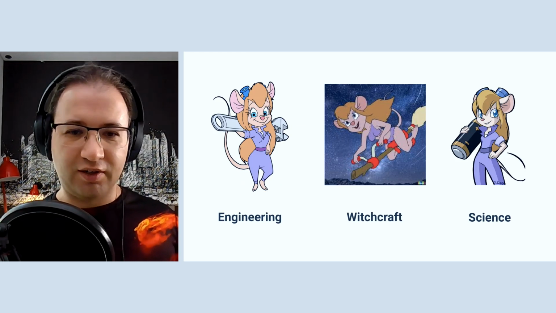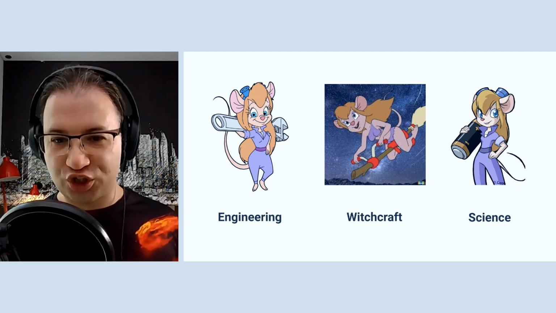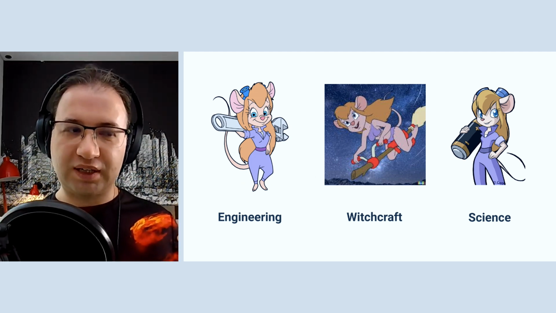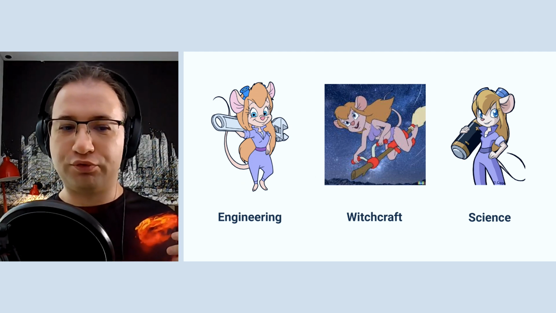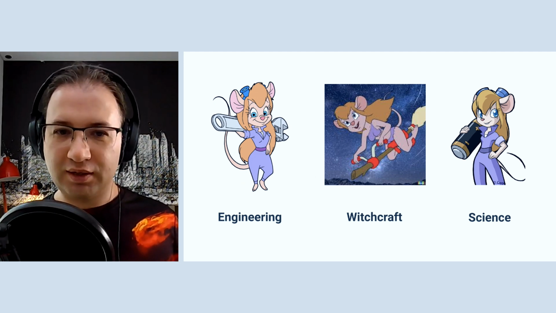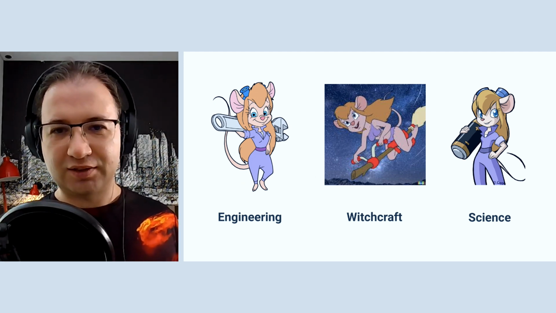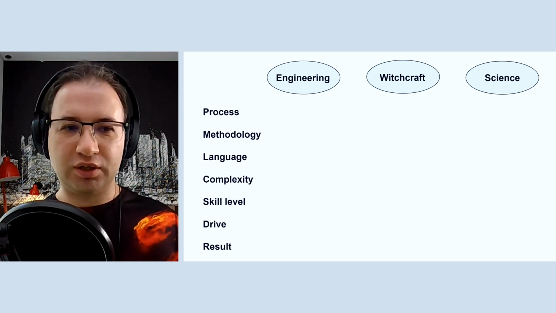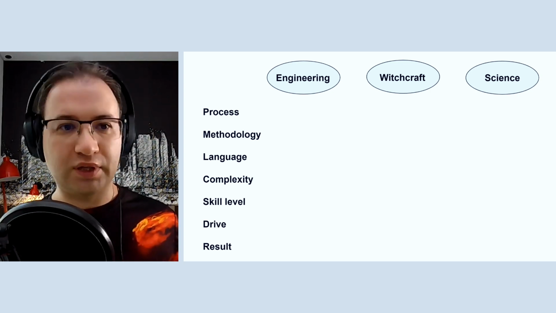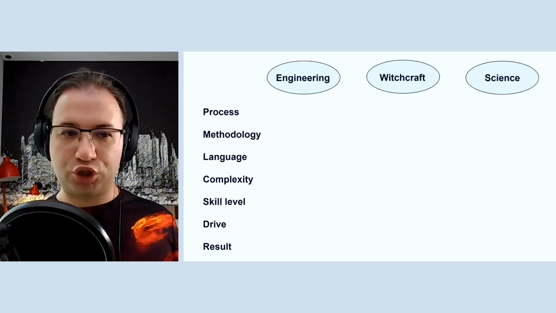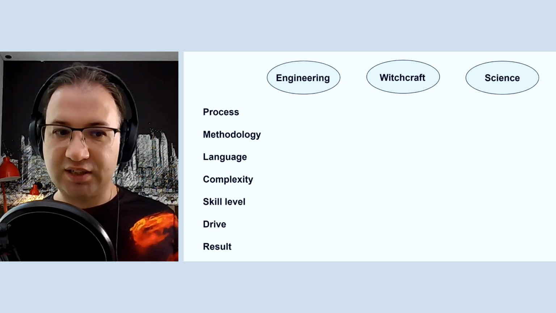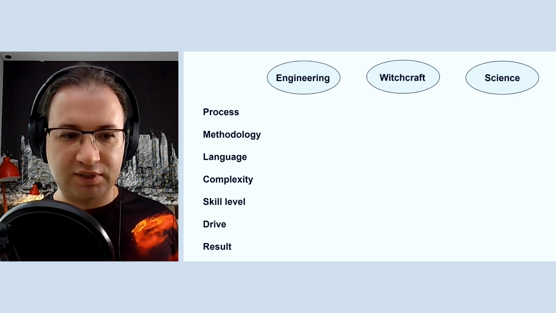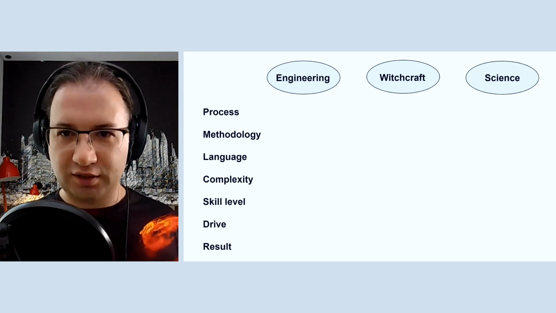What I'm interested in is how engineering is different from science and from witchcraft. And what do I mean? My point will be that functional programming is neither of these three, but maybe these three combined, or maybe one of them specifically. So let's move to what those things are. What do we do with engineering? We often have a process and a methodology to follow and a language to speak in, complexity to control, right? Skill level to have an entry point into this field. There is something that drives our activities, and we want to achieve some result. Those are the categories I want to consider.